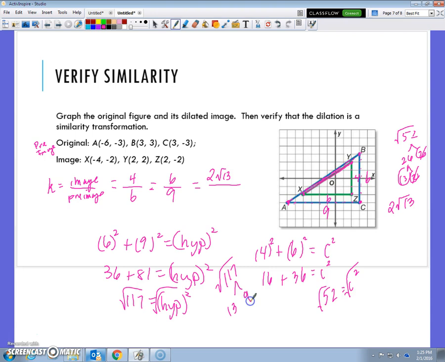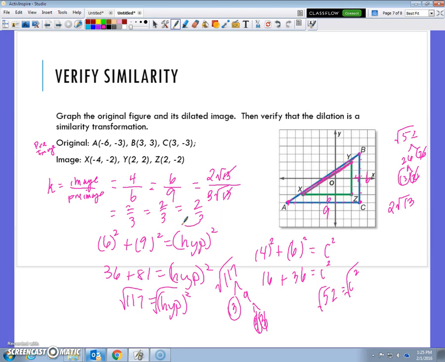So 13 times 9. In this case, 9 is 3 times 3. I'm going to say 3 root 13. So if I reduce all these fractions, I get 2/3, 2/3, and 2/3. So I know for sure that they're similar, and I verified that.